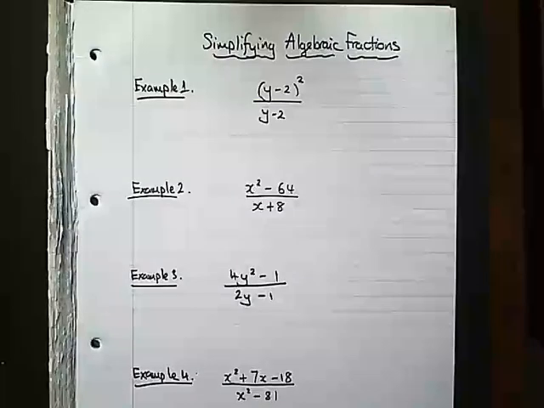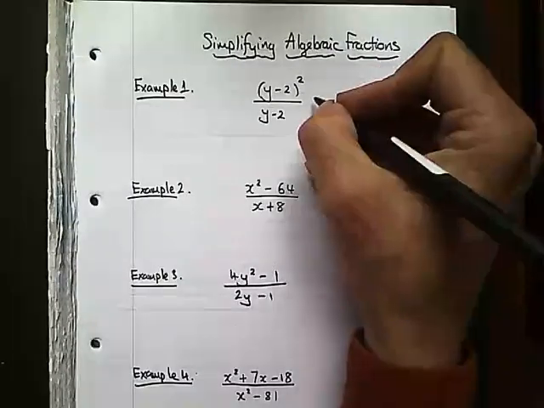Okay, when we're simplifying algebraic fractions, we have to consider it as things being multiplied together on the numerator and things being multiplied together on the denominator. Just like we would with a normal fraction, we need to cancel out like terms. So let's have a look at example one.